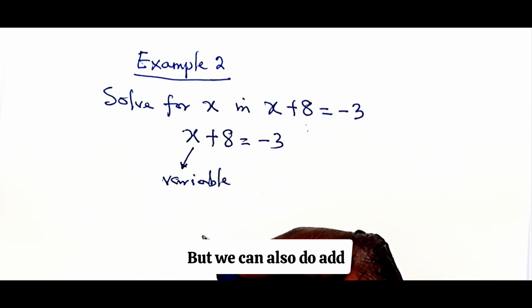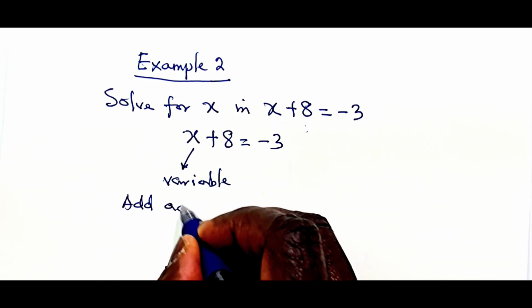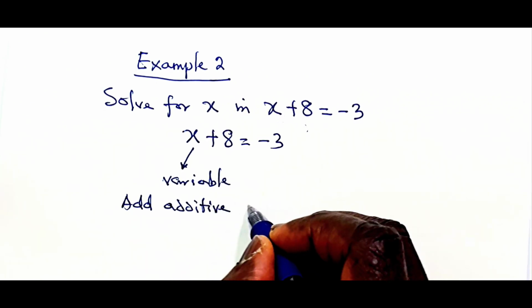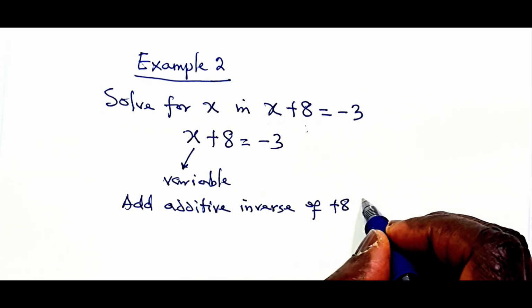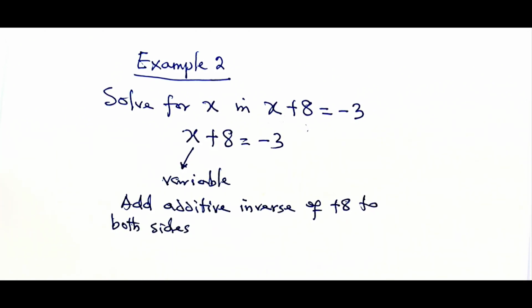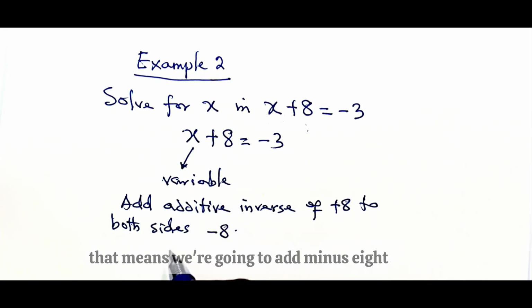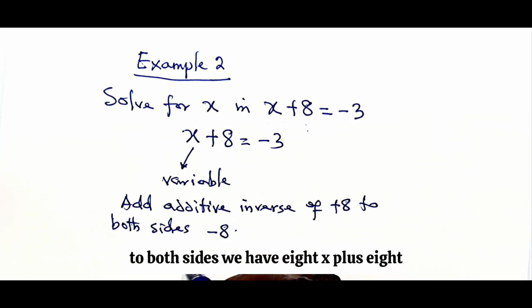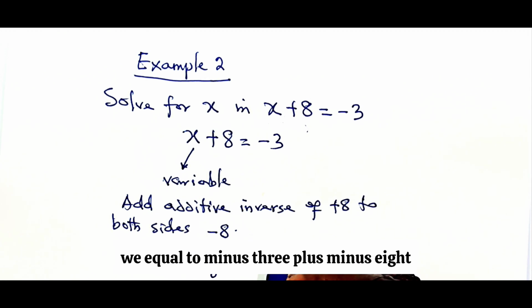But we can also add the additive inverse of plus 8 to both sides. And what is the additive inverse of plus 8? It is minus 8. That means we're going to add minus 8 to both sides. We have x plus 8, plus this will equal to minus 3 plus minus 8.